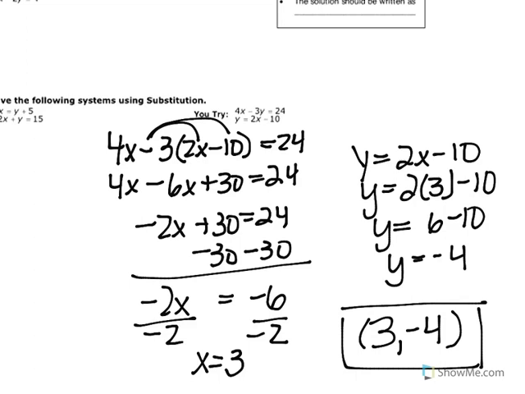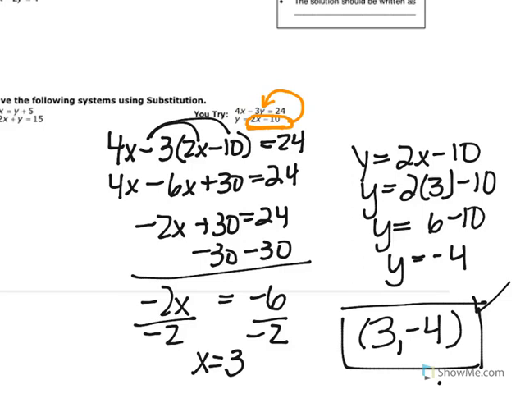Okay, so I hope you did that yourself. So I'm going to walk you through my answer. The answer was 3, negative 4. That's the solution to this system of equations. But let's look at the process. First of all, I see that y equals 2x minus 10. So I'm going to take that 2x minus 10 and I'm going to substitute it for the y in the other equation. So 4x minus 3, and in parentheses I'm going to put 2x minus 10. I'm replacing the y with 2x minus 10 equals 24.